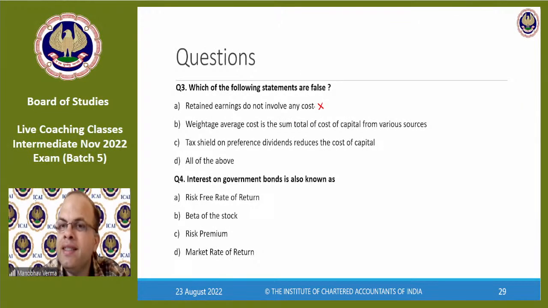We studied today itself that retained earnings also have a cost, because cost of capital is with respect to the expectations of the investors, and that money is not given to them, rather reinvested. But there is something mentioned here: weighted average cost. Although we are yet to cover this, they're saying that it is the sum total of cost of capital from various sources. We will see today itself that it is not a sum total.